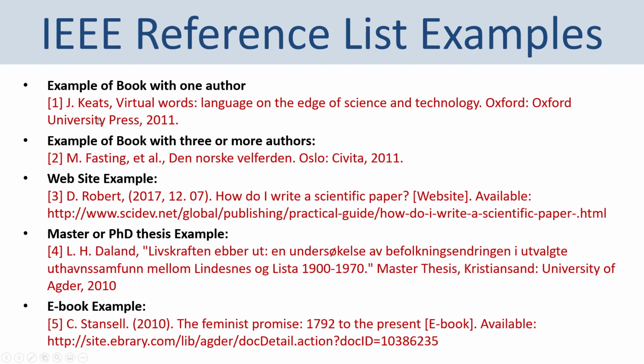And here you see some examples from the reference list. Here you see an example of how it looks when you have a book in your reference list. Here is a book with more than one author. Here is a reference to a website. Here is a master thesis. Here is an ebook, etc. But you don't need to worry about the format of these references in the reference list if you use the built-in feature in Microsoft Word. So this list of references will then be automatically created by Microsoft Word.